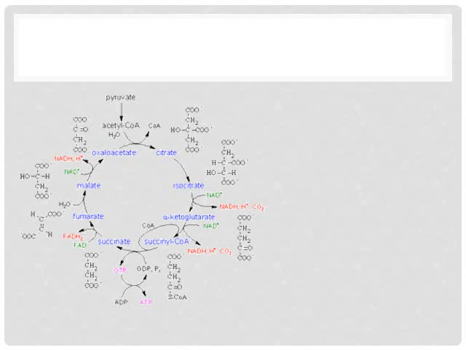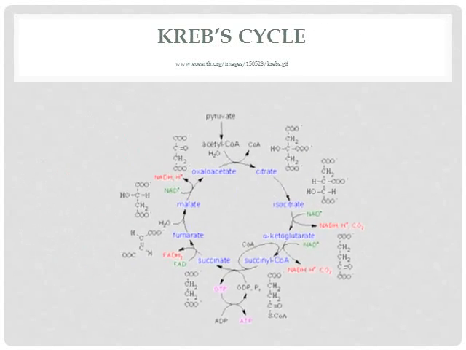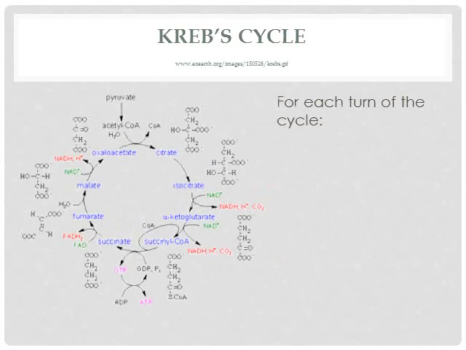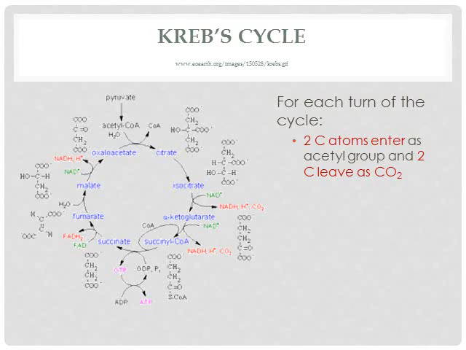Krebs cycle is our next phase, and we can see our 8 steps here. Krebs cycle is going to occur twice per glucose molecule, because remember, for each glucose molecule, we made 2 pyruvate, which in turn were converted into 2 acetyl coenzyme A. So 2 turns of the cycle for every 1 original glucose molecule.